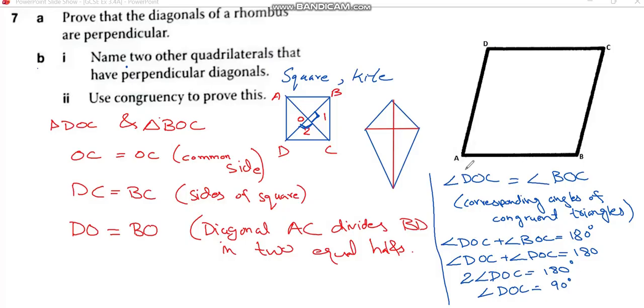As already discussed before, the size of DOC and BOC is the same. So BOC will also be 90 degrees, which means it is proved that the diagonals in the square intersect each other at 90 degrees, which means the diagonals are perpendicular. So we can write here that it is proved that the diagonals intersect at 90 degrees. Or we can say the diagonals are perpendicular.